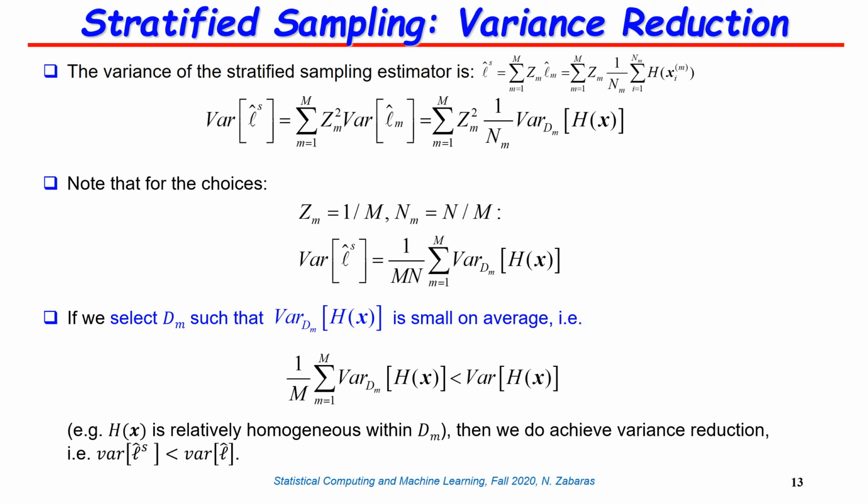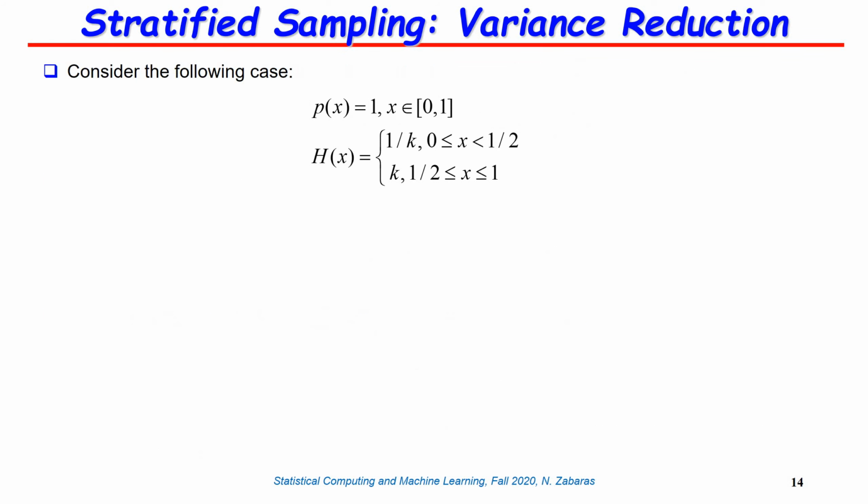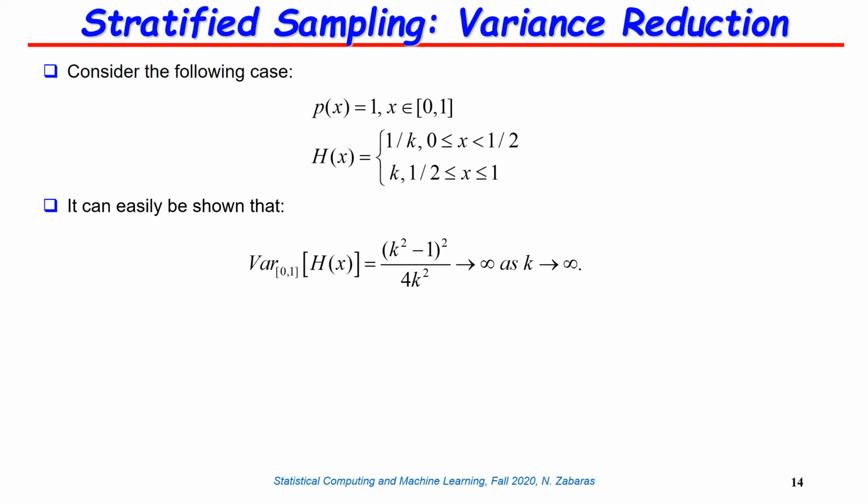I'm going to show you this with one very simple example. Let's say we have pi of x equal to 1 in the support domain 0 to 1. And let's take this particular weird h of x that has different values from 0 to 1 half and from 1 half to 1. The one value is 1 over k, the other one is k. If you do the calculation of the variance of h of x from 0 to 1, you notice that this variance goes to infinity as k goes to infinity.